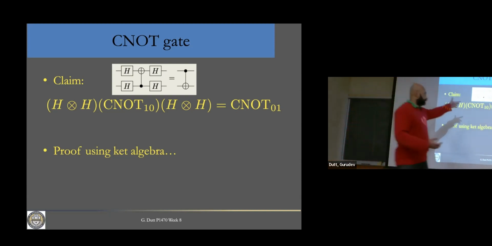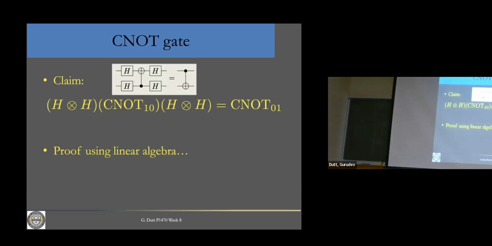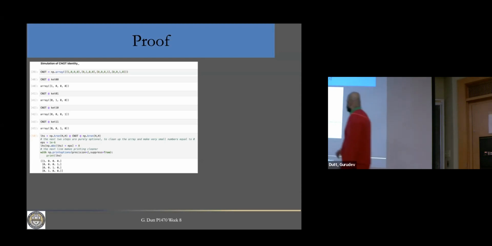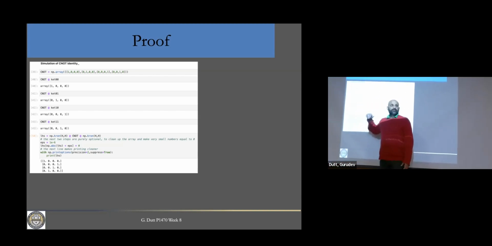Okay. So C naught 0, 1 can also be written as a matrix, and I can tell you that this is what you'll get. So this is the proof using matrix multiplication.